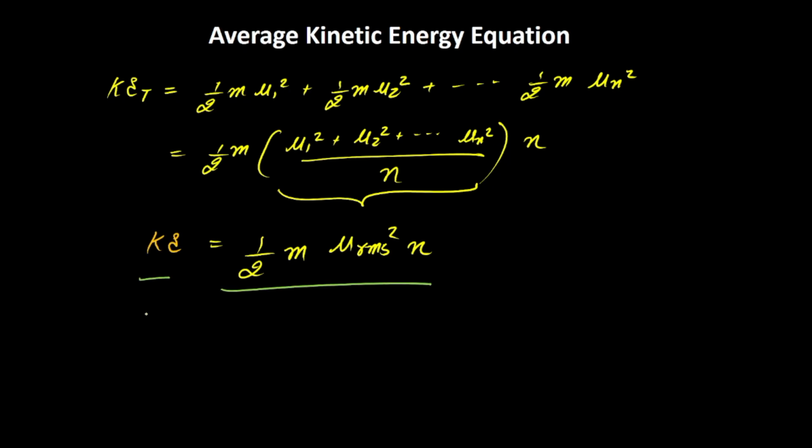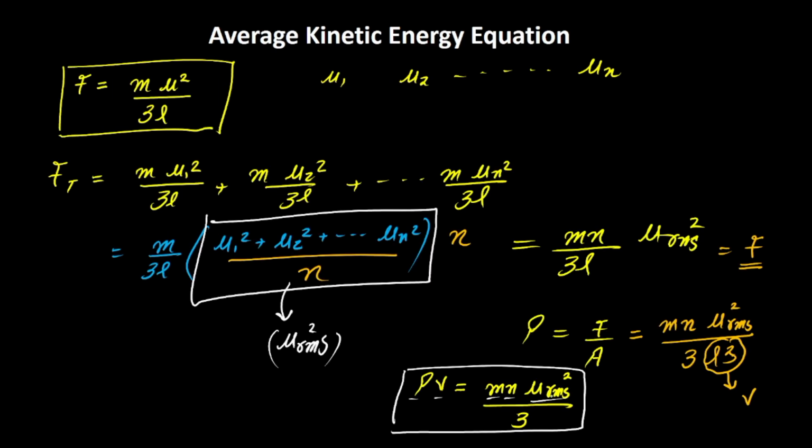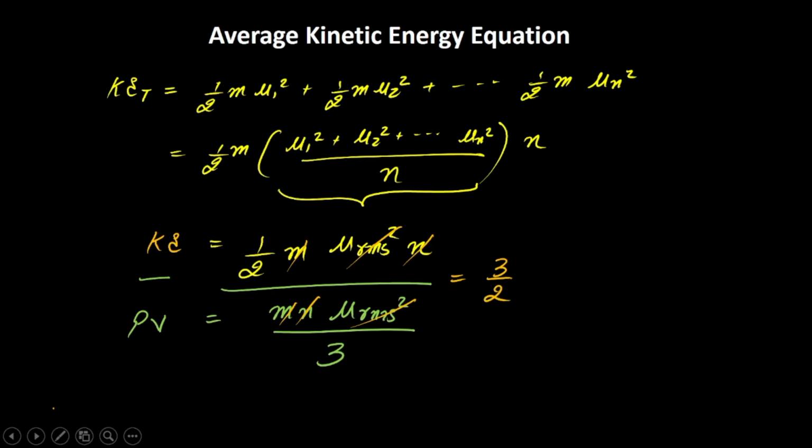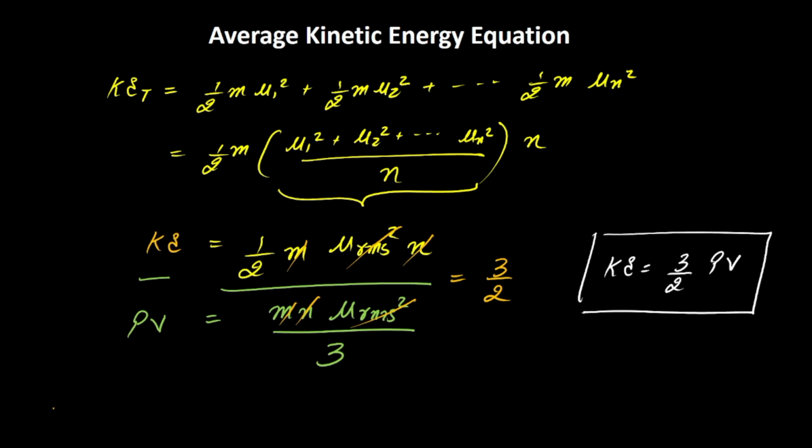Let's divide this kinetic energy with the earlier equation that we have got, that is PV equals mn URMS square divided by 3. Now if we solve for this expression, m and n get cancelled, URMS square gets cancelled, so this comes out to be equal to 3 divided by 2. So by simplifying this equation, we can say that the average kinetic energy would be equal to 3 by 2 times PV. And this is the formula that we intended to derive, that is the average kinetic energy equation.